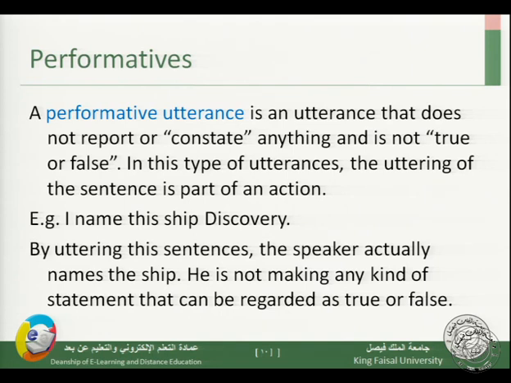So a performative utterance is an utterance that does not report, like constatives, does not constate anything, and is not true or false, okay? The reason why these utterances are different from the previous one is that the uttering of the sentence is part of an action, okay? There is a performance here.